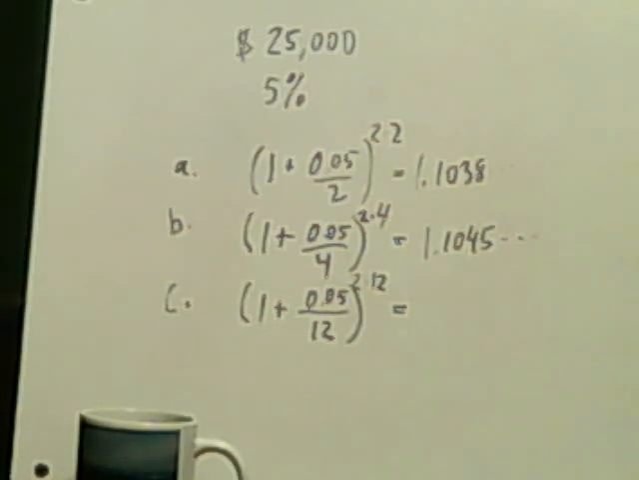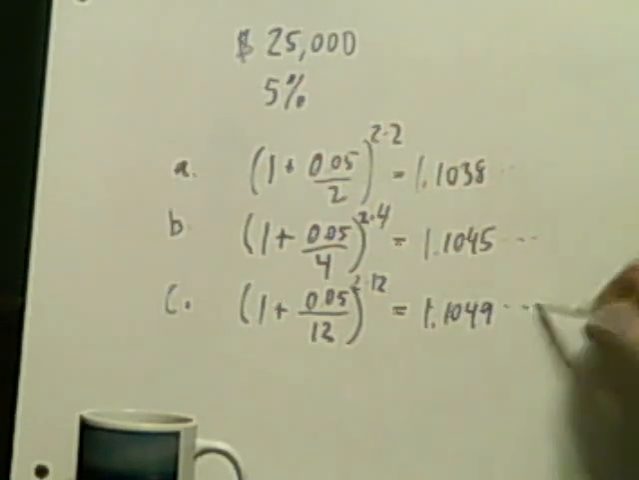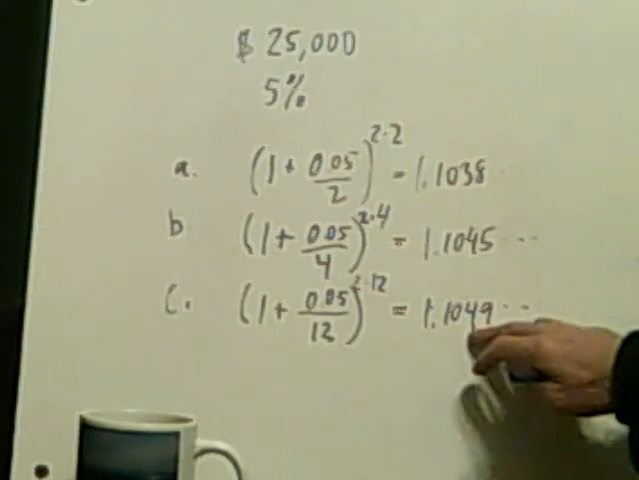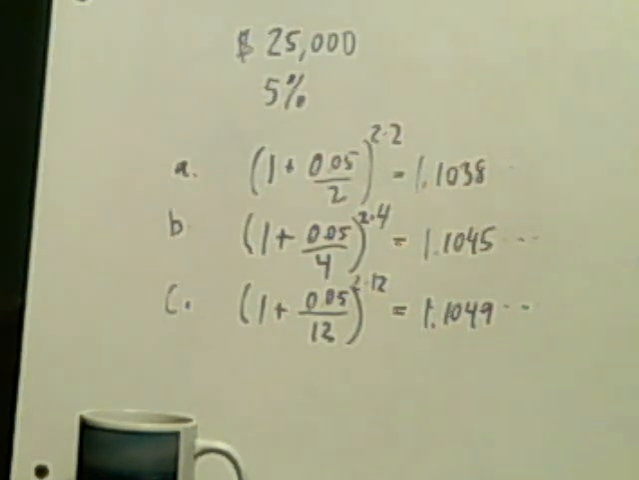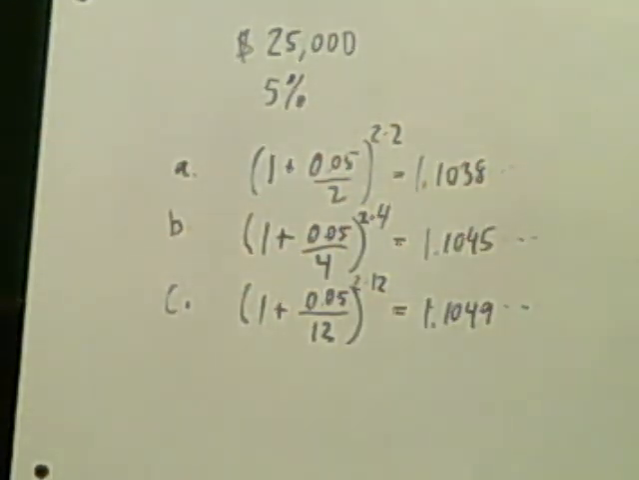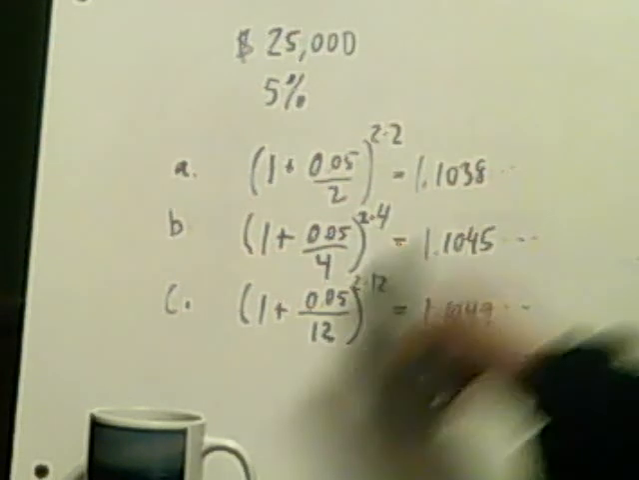Okay, then I'm going to raise that to the power of 24. And here's what I get. 1.1049, dot, dot, dot. Okay? So you almost got another 0.5%. It's a complicated calculation. Okay, now we're going to go to 26.